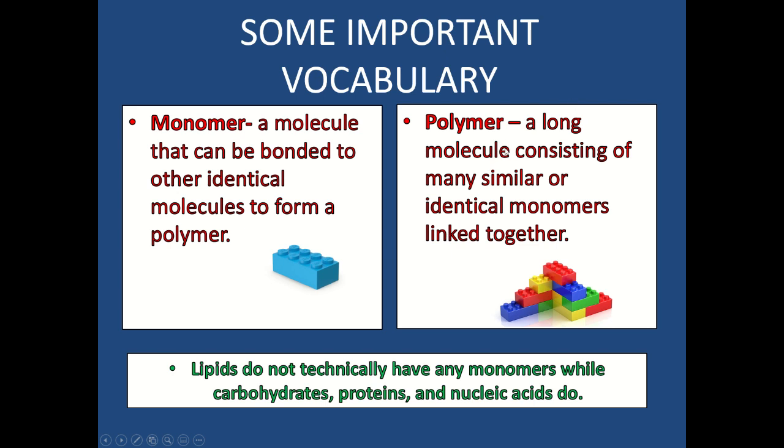A polymer is a long molecule consisting of many similar or identical monomers that are linked together. So here we have many Legos put together to create a structure. That's kind of what happens with monomers. A lot of monomers are bonded together to create polymers. Lipids don't technically have any monomers, but carbohydrates, proteins, and nucleic acids do.